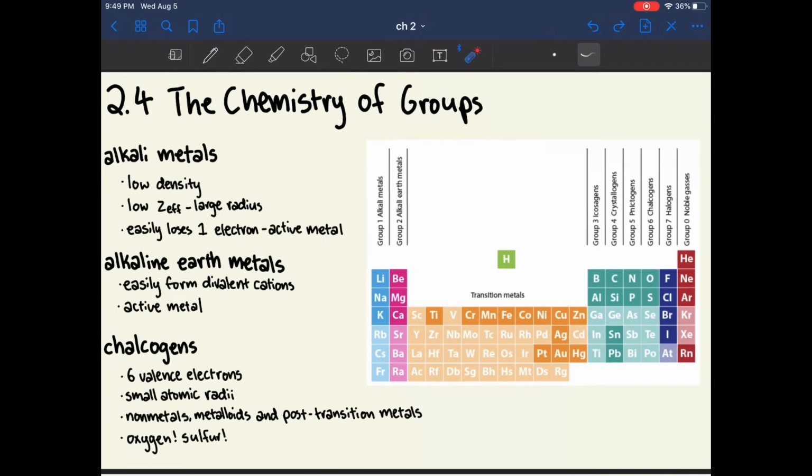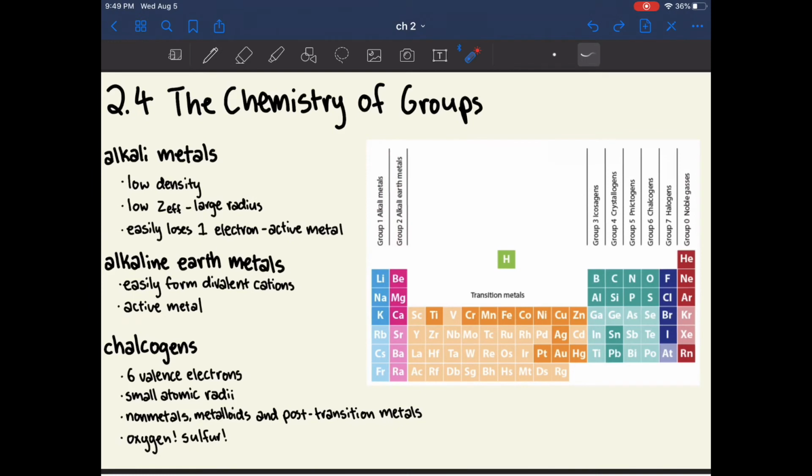Chapter 2.4 is about the chemistry of different groups on the periodic table. As you remember from before, a group is defined as going up and down vertically on the periodic table. The first group are the alkali metals, which are group 1, and it's this group here.